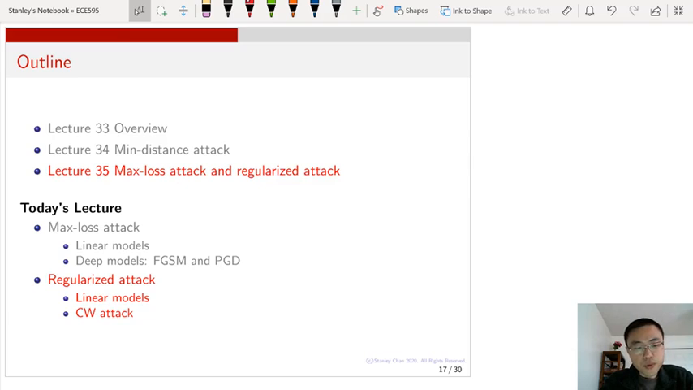So when we come back, we are going to look at one more type of attack, which is the regularized attack, and then we will introduce the linear model, and then we're going to look into one particular attack form called the CW attack.